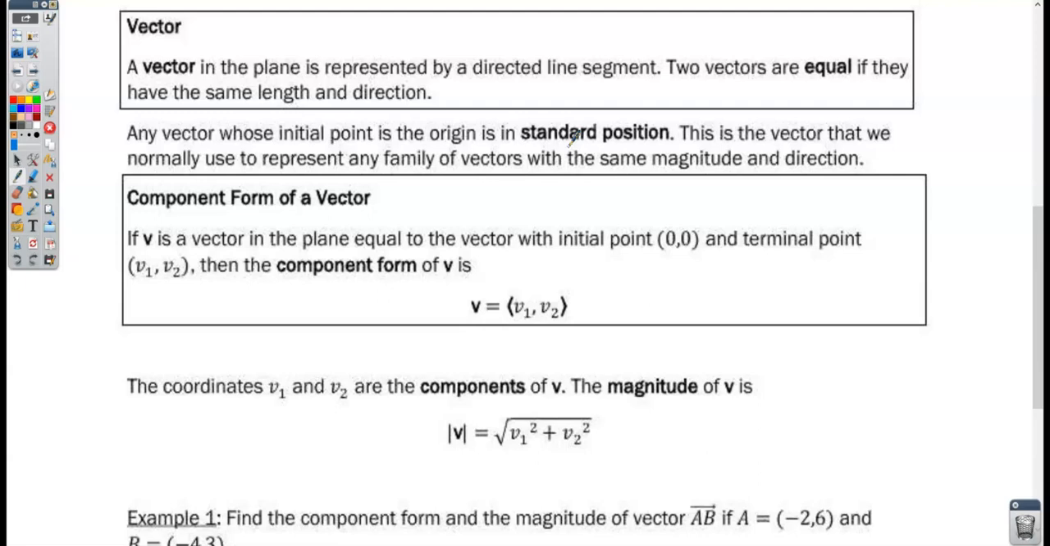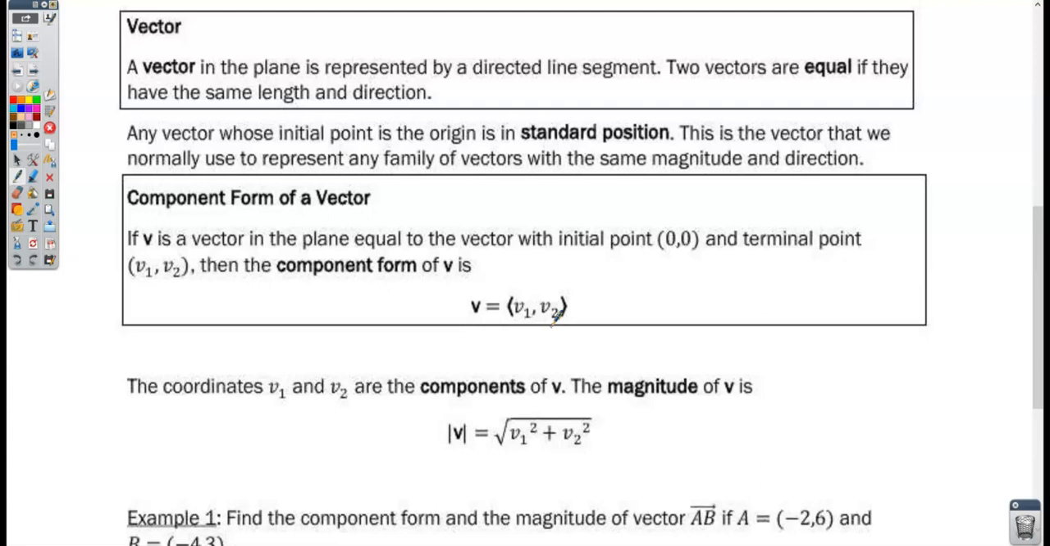Component form of a vector. If we have a vector in the plane that's got initial point 0, 0 and terminal point v sub 1, comma v sub 2, the component form of the vector is what you see right here, v equals, and we've got the little angle braces to represent the component form.